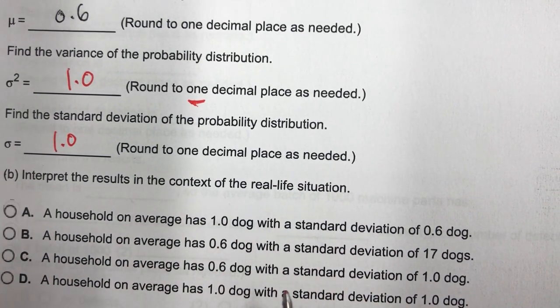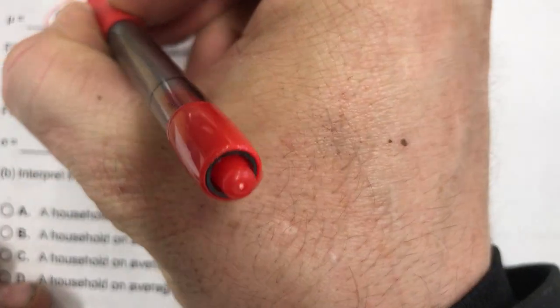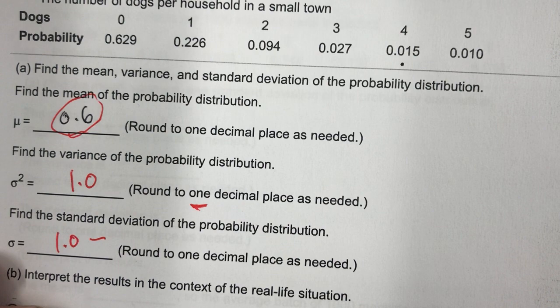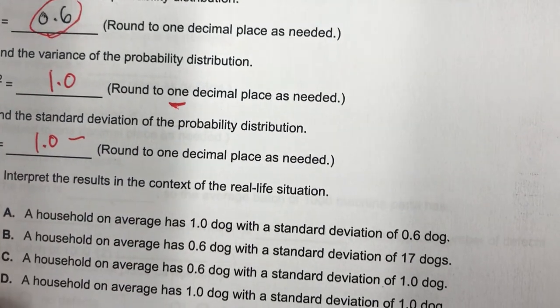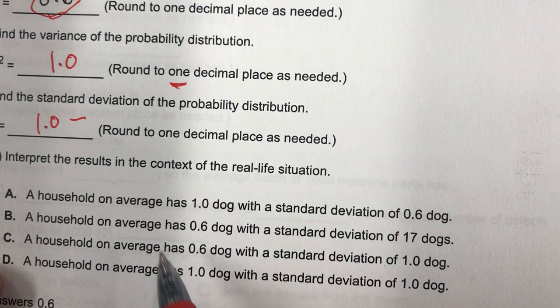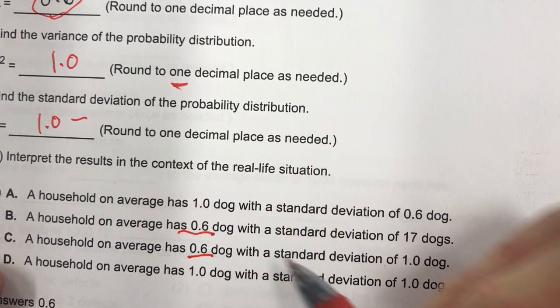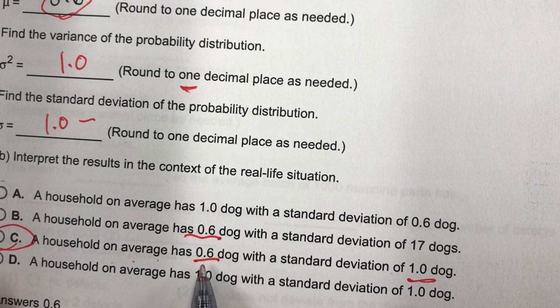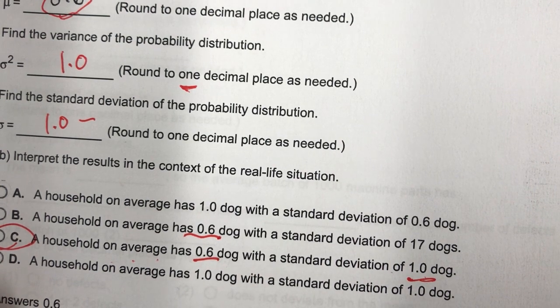Now part B says interpret the results. Okay, now what this means is they on average have 0.6 dogs and the standard deviation is 1 dog. All right, so which one says on average? Average 0.6. Right here, C. On average, they have 0.6 dogs and the standard deviation is 1 dog.